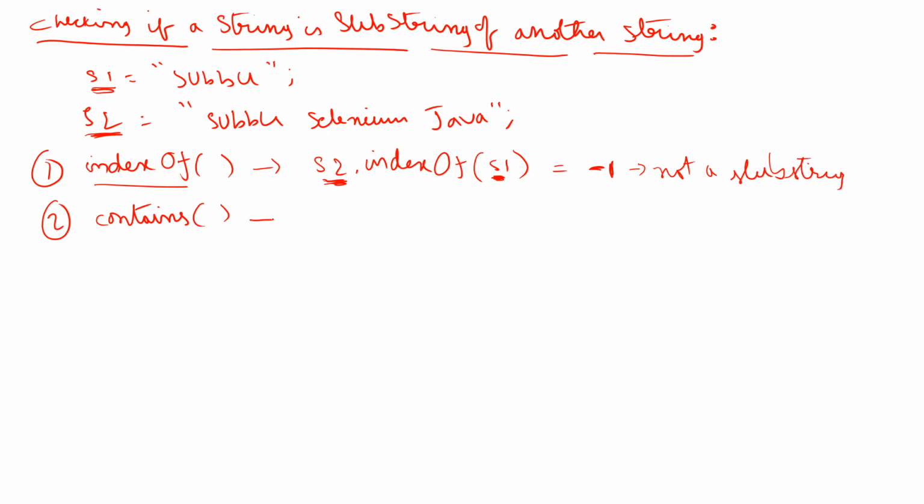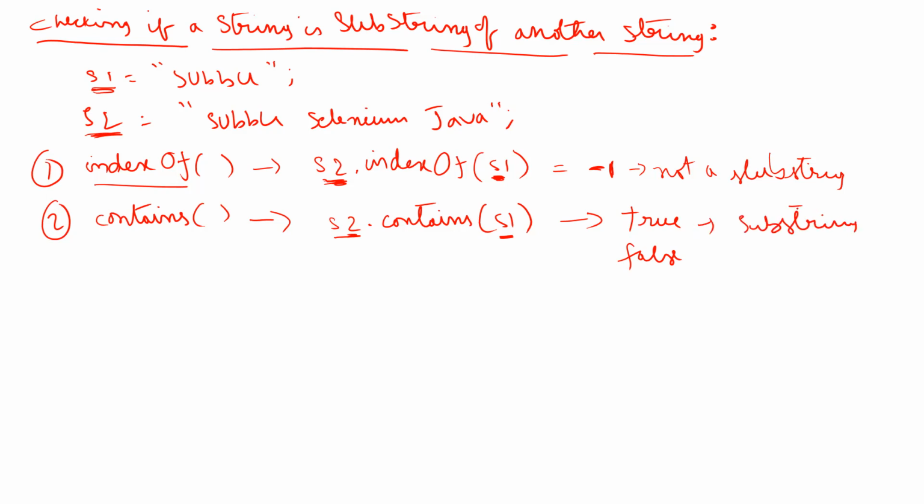And for contains also we will use S2 dot contains S1. So it will say whether S2 contains S1 or not. So this will return a boolean value, that means true or false. If it is true, then that means it is a substring, otherwise it is not a substring. So these are the two methods we have.